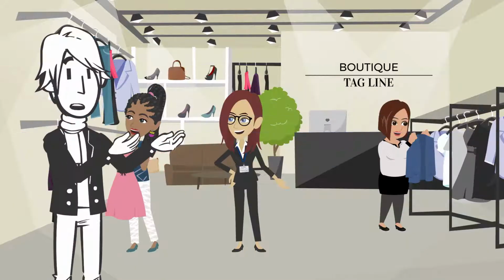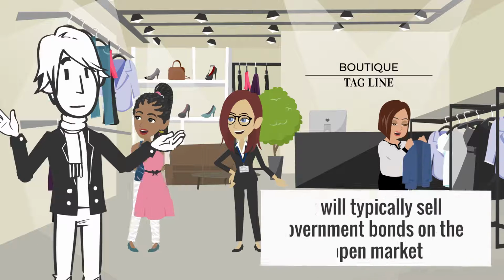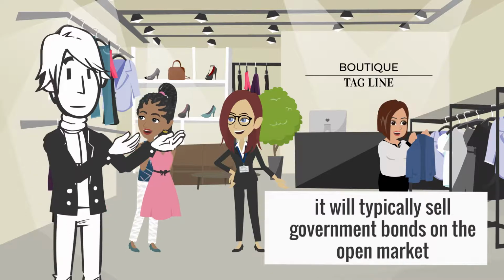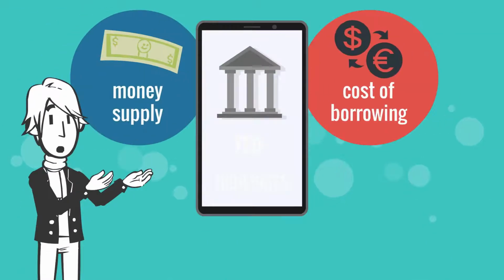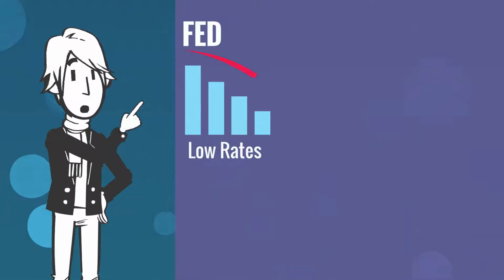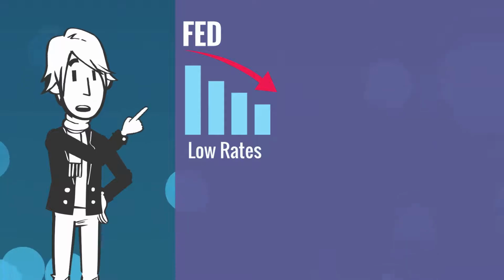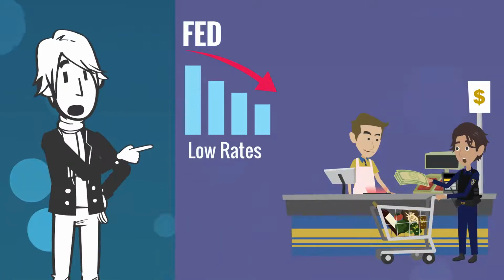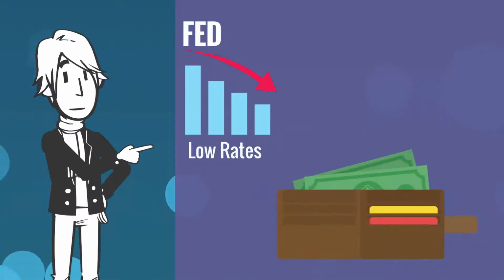When the Fed wants to raise interest rates, it will typically sell government bonds on the open market, which reduces the money supply and increases the cost of borrowing. On the other hand, when the Fed wants to lower interest rates, it will buy government bonds on the open market, which increases the money supply and decreases the cost of borrowing.